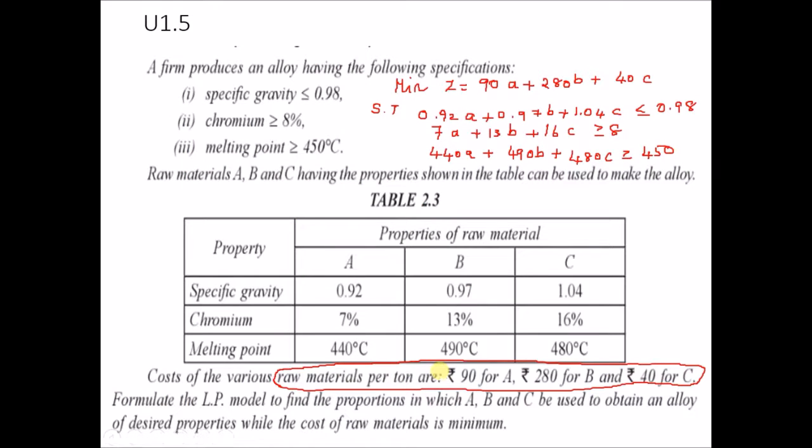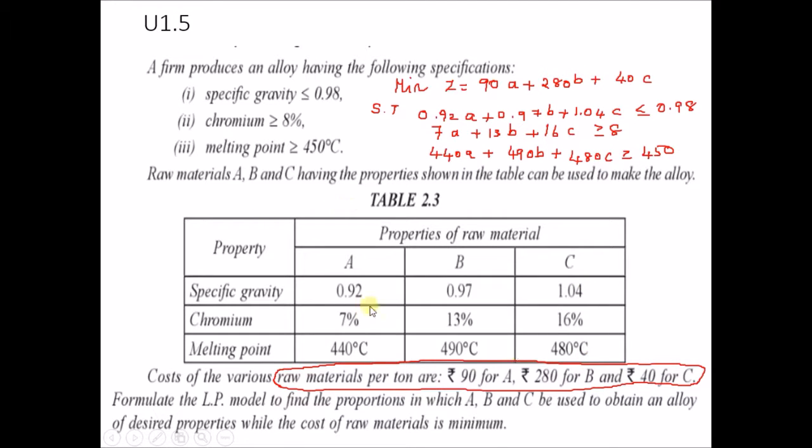So we will move on to another type of problem, where a firm produces an alloy having the following specification: specific gravity less than or equal to 0.98, chromium greater than or equal to 8%, melting point greater than or equal to 450 degrees Celsius, and raw materials are A, B, C, and they have given a table. Again this problem can be very confusing. Many will write like this, 0.92x1 plus 7x2 plus 440x3, because they think the properties are like A, B, C.